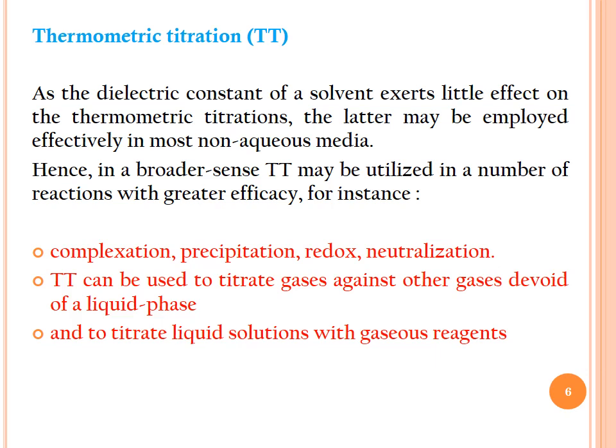In complexometric titration, a complex is formed between EDTA and a metal. Precipitation titration usually involves argentometric titration, where silver nitrate is involved and the precipitate of silver chloride is formed. Redox titration is one in which oxidation-reduction reactions occur; usually KMnO4 and potassium perchlorate are used. Neutralization titration is a simple type of titration in which acid and base are involved.